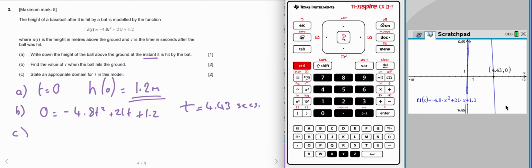C, state an appropriate domain for t in this model. Okay, so t is representing the time in seconds after the ball was hit. The domain are the values of time. So the model can't exist in negative time. So our model for t must include 0. And the ball goes all the way in the air until it lands at 4.43 seconds. And the time has to be less than that, but inclusive of that, because that is when it hits the ground. So these values from here to here would represent our domain.